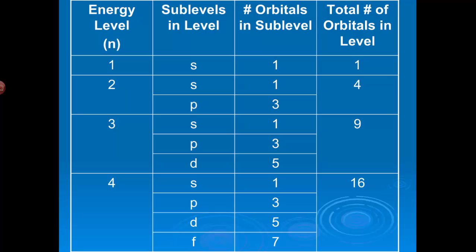Right? Energy level n, there's sublevel S sublevel, 1 orbital, total number of orbitals in that level is 1. If n equals 2, second energy level, we have 2 types of sublevels, S and P. There are 1 s orbital and 3 p orbitals, total number of 4 orbitals in that level. That's n squared. 2 squared is 4. Okay? 3 squared is 9, so there are 9 orbitals total on the third energy level and 16 on the fourth, and so on and so forth.